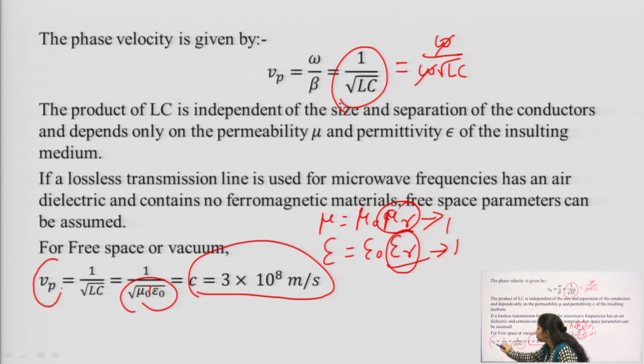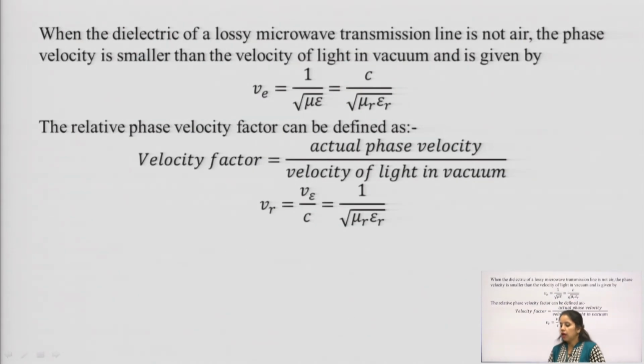So, try to solve this by substituting the values of mu naught and epsilon naught, and check whether you get the value equal to 3 into 10 to the power of 8 meters per second or not. Take it as an assignment for you.